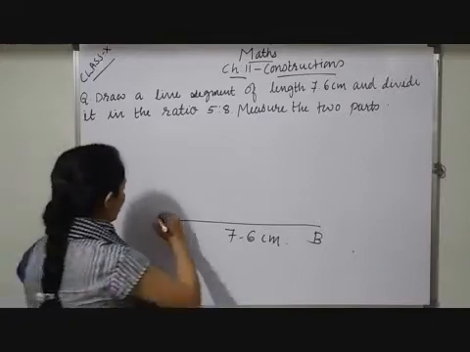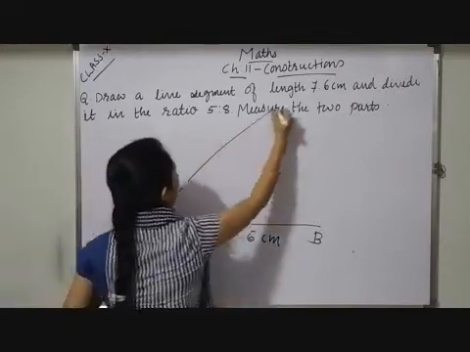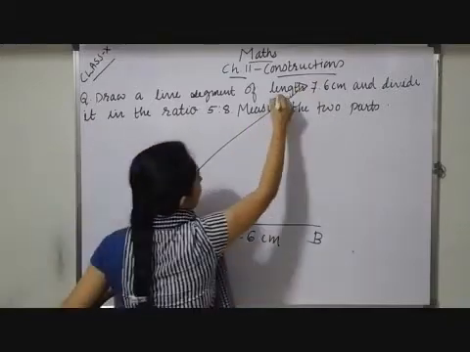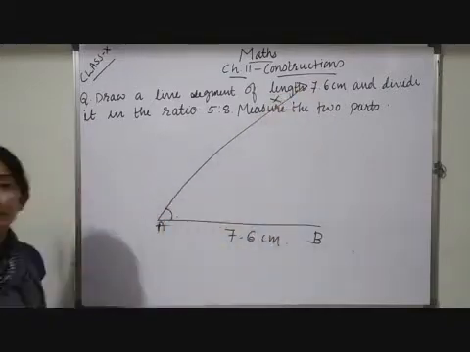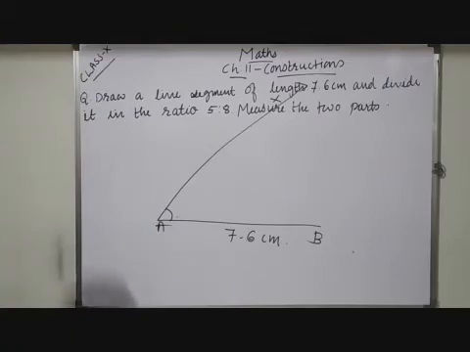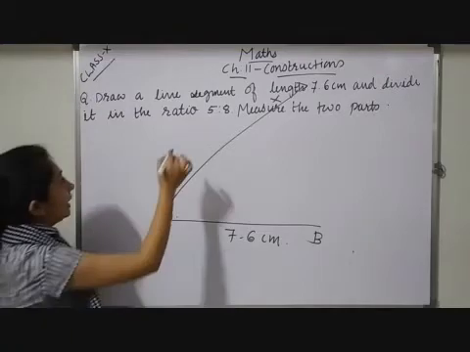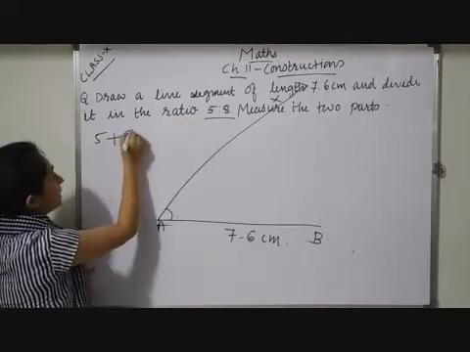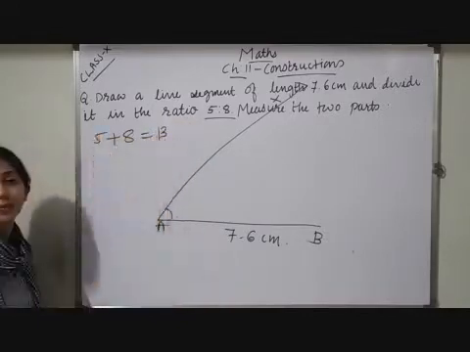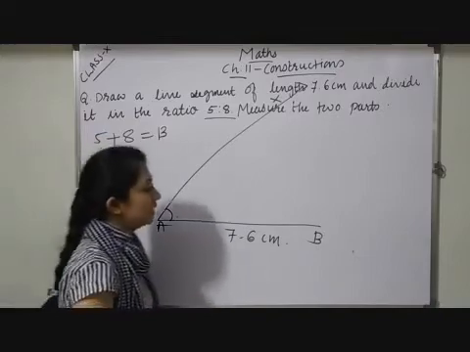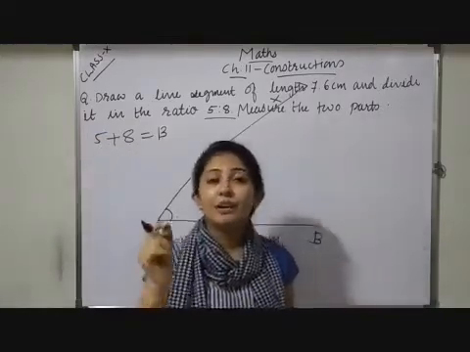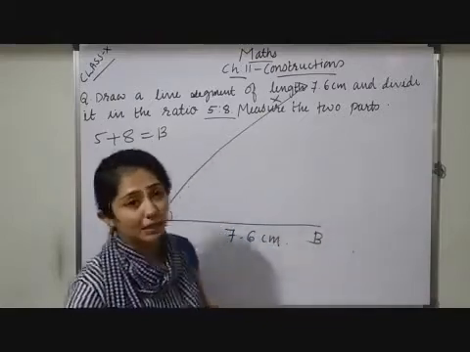After completing till here, the next step is you have to construct any acute angle. So here at A, I will construct an acute angle and I am giving it name X. This is any random acute angle. After that, your third step will be, my ratio is 5:8. So 5 plus 8 will be 13.